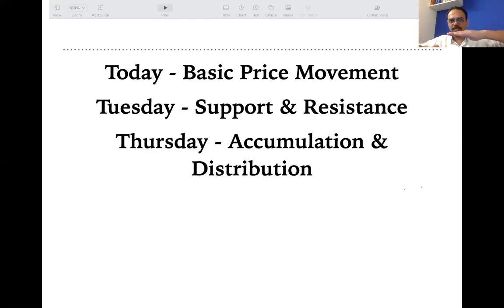So today is the base. What is the basic price movement? How does the basic price movement behave? Basis this, support and resistance is created, and we'll understand support and resistance. Once we understand support and resistance at a higher level, then we will understand the accumulation and distribution phase which happens in the stock market, so that we'll be able to take trading decisions.